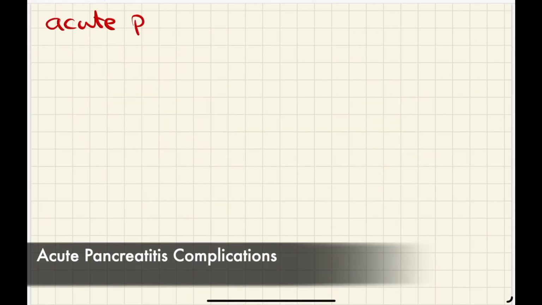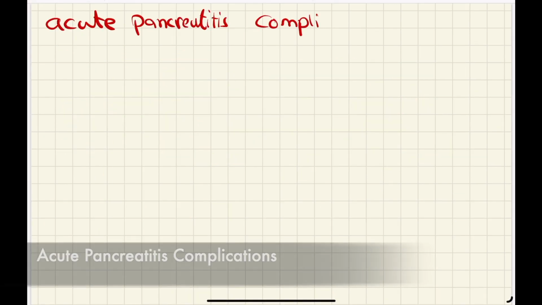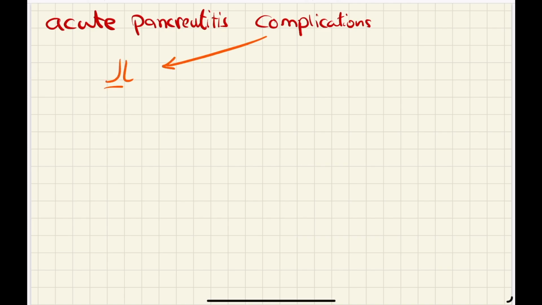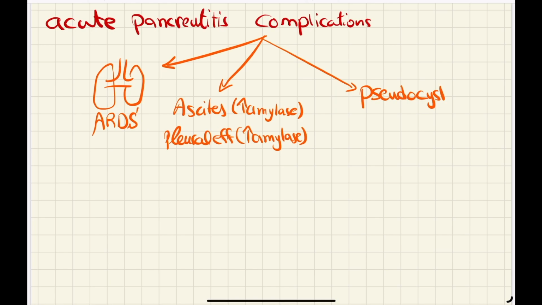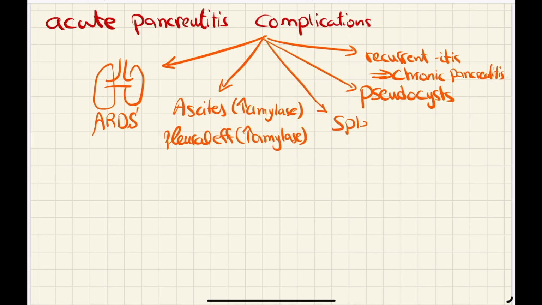Now let's review the complications of acute pancreatitis. We have multiple complications. First, we have the lung involvement, ARDS, acute respiratory distress syndrome. Also, we have the third spacing, ascites and pleural effusions, and the amylase level would appear high. And also we have the pseudocyst, remember this. And also recurrent acute pancreatitis might lead to chronic pancreatitis. So chronic pancreatitis as a complication. We have also the splenic vein thrombosis. We have explained this topic in the GI tract bleeding video.